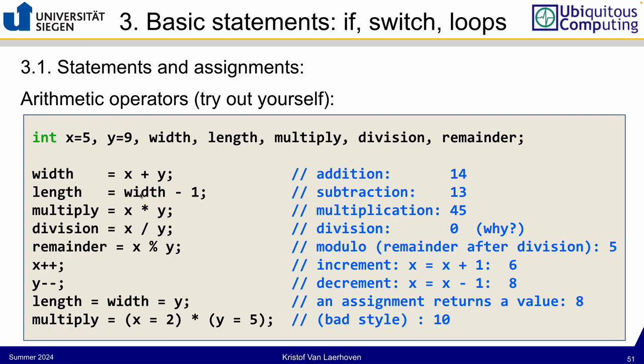The same for decreasing the value of width, then assigning to length the value of width minus 1, x times y, x divided by y is another one. This, however, is a very tricky one. It's the same in Java or in other languages. If we here have x is 5 and y is 9, right? They haven't been changed here. This will result in 0 because you divide here by an integer.